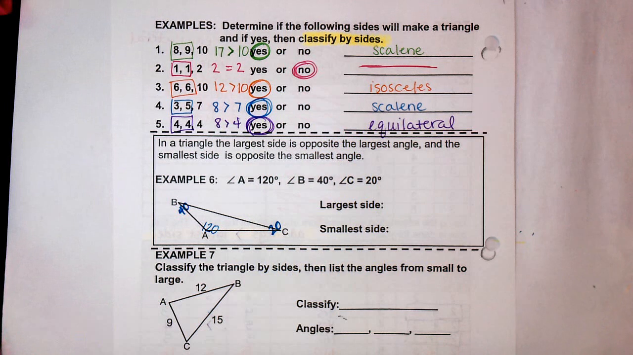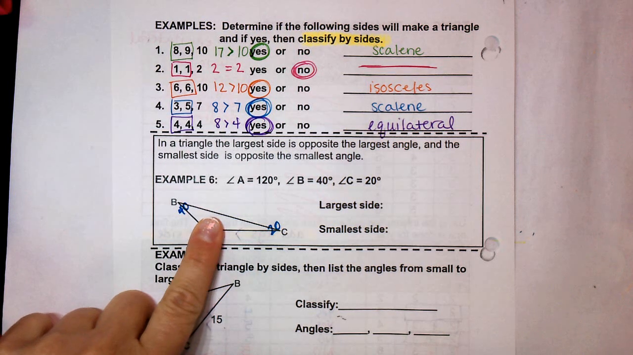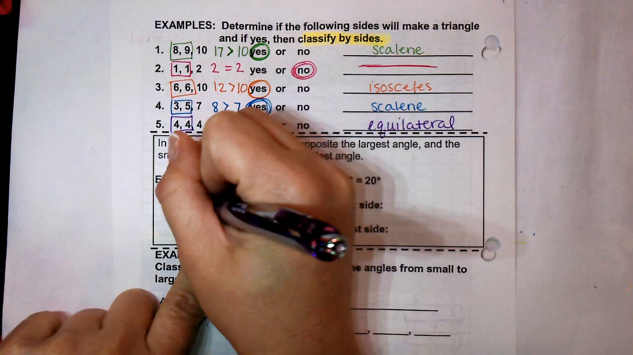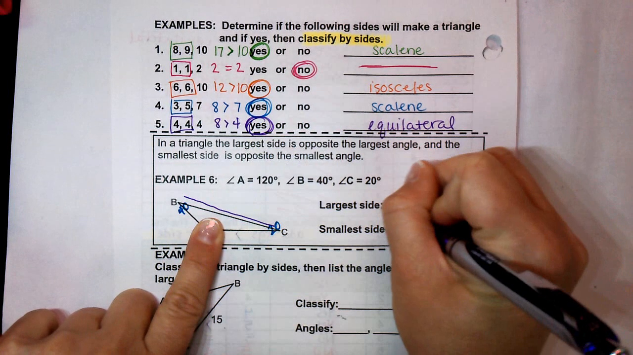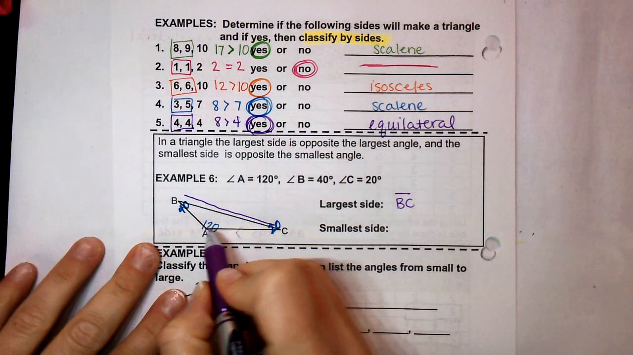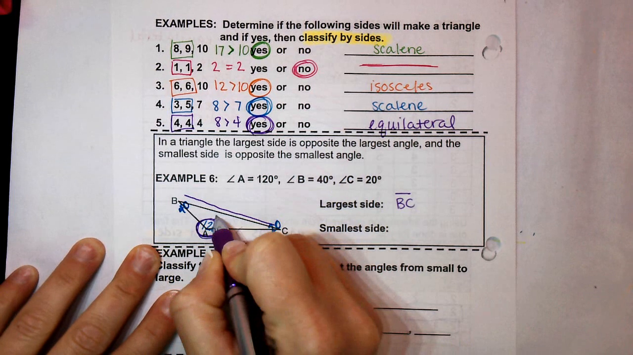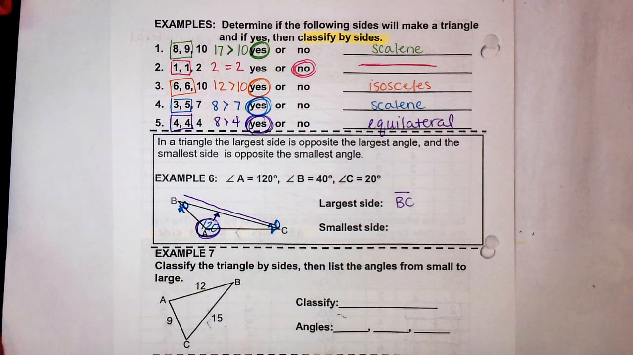And to know the longest or the largest side, find your biggest angle. A is your biggest angle. It's 120. So if I cover up A, what side is left over? What letters? B and C. So BC is your longest side. It's opposite. So if you want to do this, look. Here's angle A. I'm going to go through the triangle to the opposite side. That's the longest side.